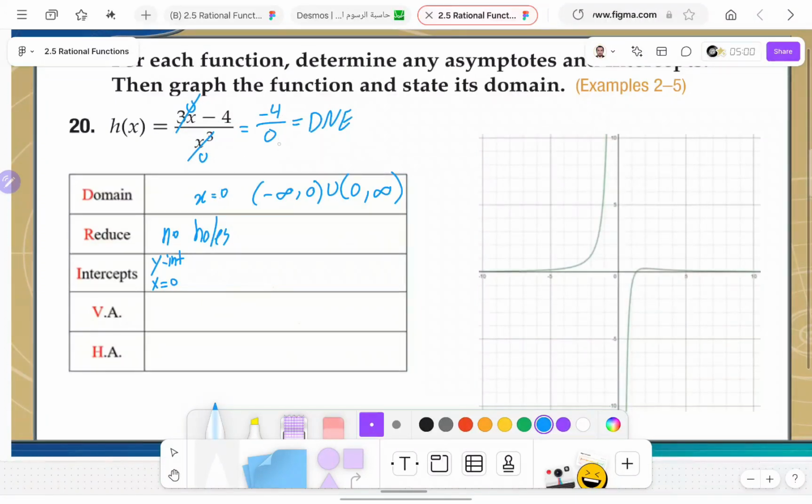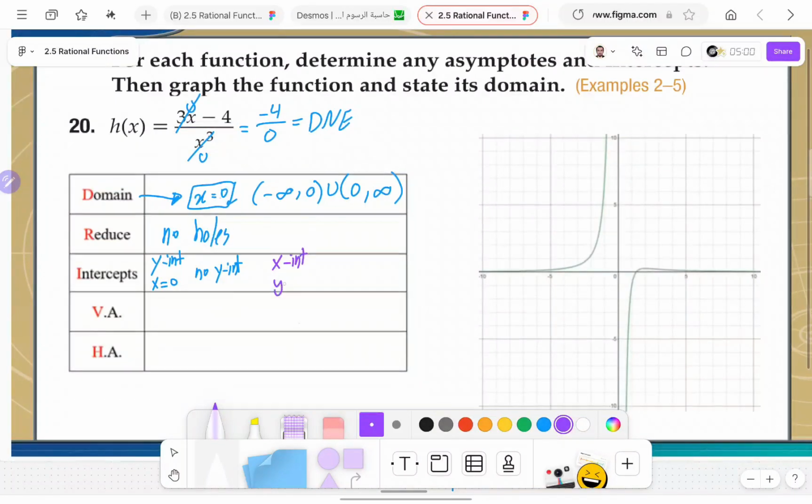Because we can't divide a number by 0, and as you can see in the domain, the excluded value is x equals 0. Of course, we can't have an intercept at x equals 0 because x equals 0 is the excluded value. We just say no y-intercept, okay? No y-intercept because the value that I found is the excluded value from the domain.